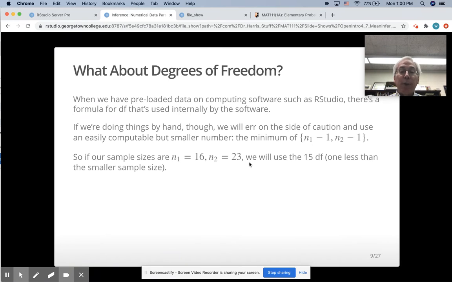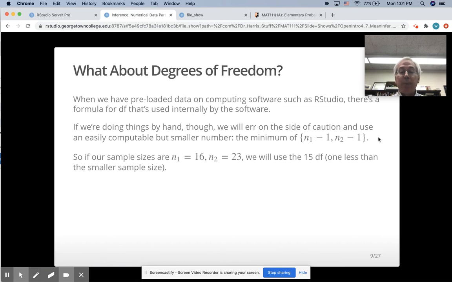So for degrees of freedom, if we're doing things by hand, we're going to use the minimum of n1 minus 1 and n2 minus 1. So we're going to take one less than the smaller of the two sample sizes. And so as I say here, when our sample sizes are 16 and 23, for instance, we would use 15 degrees of freedom for our estimates.